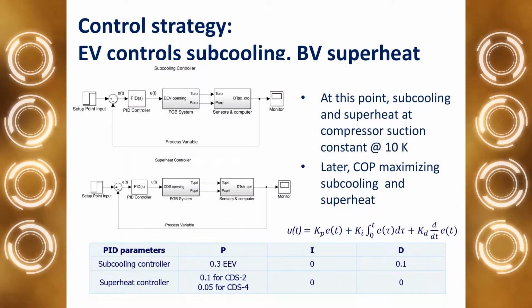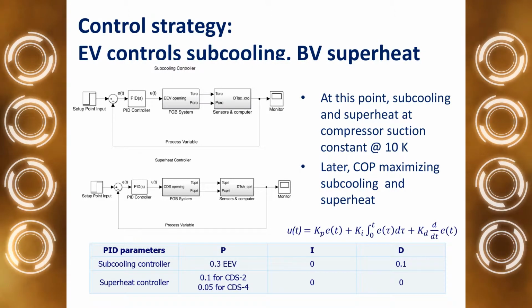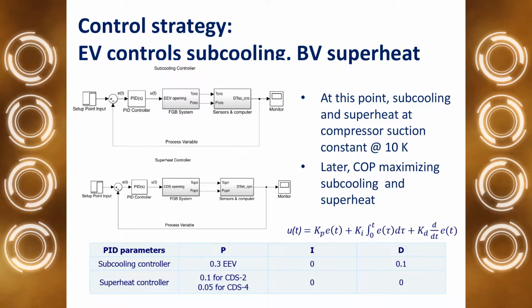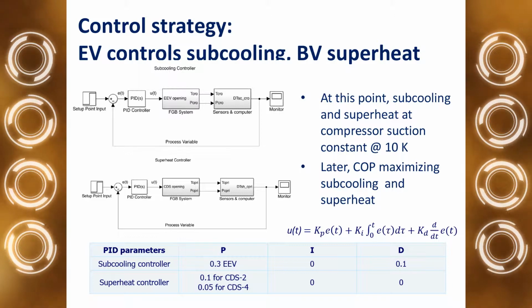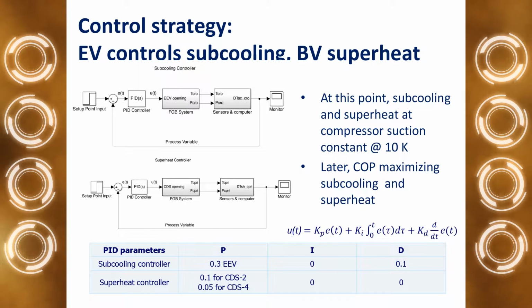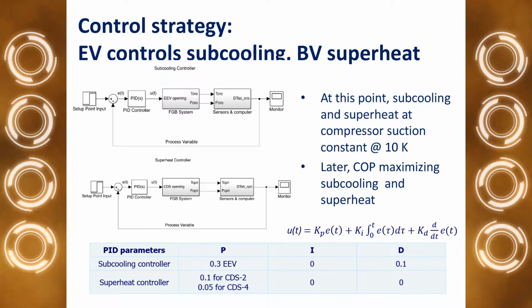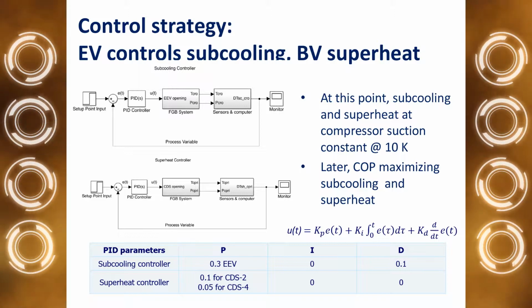So actually, how do we control those two valves? Right now we have two valves which we are controlling. They are electronic step control valves. One is the expansion valve, the second is the bypass valve. And we installed two PID controls in our LabVIEW software. So at this point we want to control subcooling and superheat at compressor suction constant at 10.